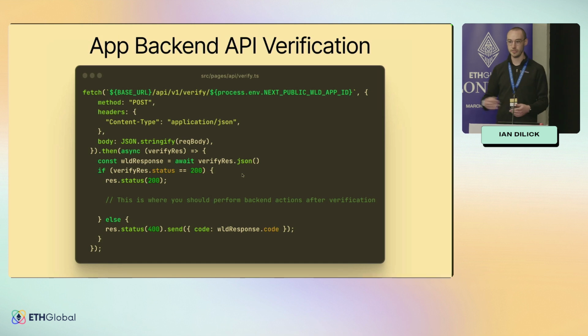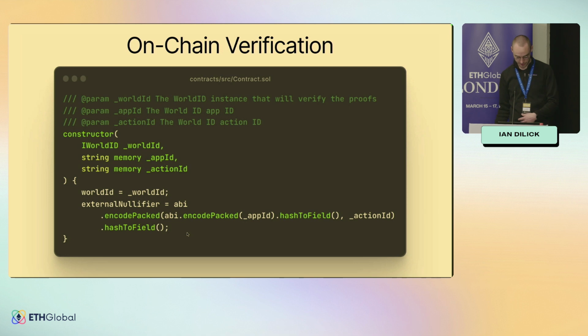For API verification, you set that in the developer portal, however many times you want to let the user do that. And if the response is successful, then you should go ahead and do whatever action it is that you wanted to gate behind World ID, whether that's marking the user as verified in your database or whatever else. But if it's a 400 response, it will include an error code indicating why it didn't verify, and you shouldn't do anything except present that error to the user at that point because they're not verified with World ID. The API verification is quite simple, but now we'll get into the on-chain verification.